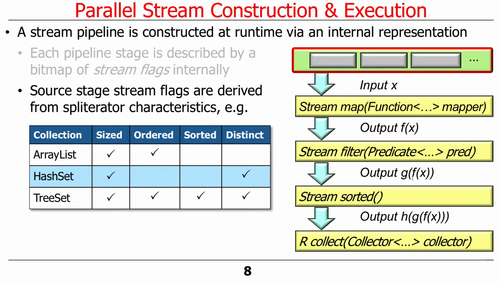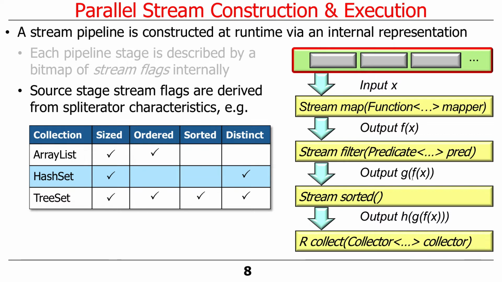Now, at each of the stages, the flags for a given stage are derived from the spliterator characteristics. For example, an array list is sized and ordered, but not sorted or distinct. Of course, it might happen to be sorted, but that doesn't matter from the point of view of the way streams work. It just knows that it is sized and ordered. A hash set is sized and distinct, because there are no duplicates in a hash set, but it may or may not be ordered, and encounter order doesn't necessarily matter, and it may or may not be sorted, because it will be a hash set.